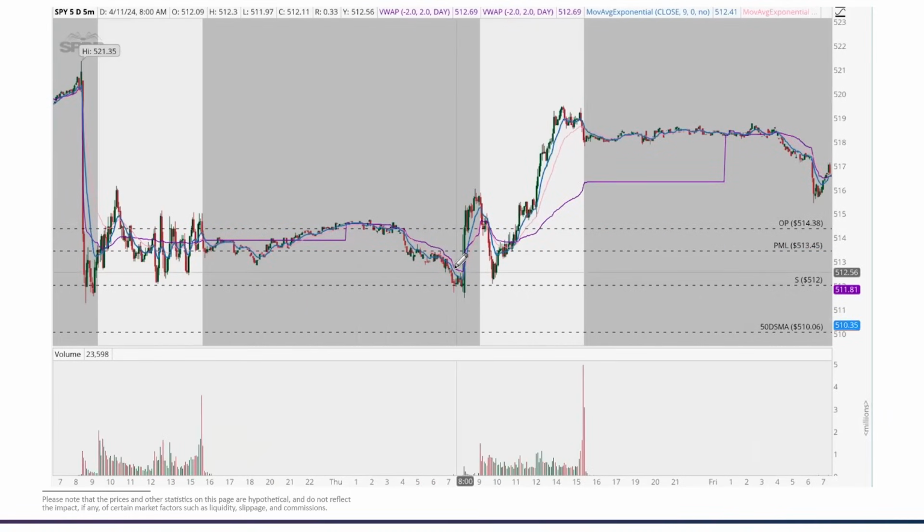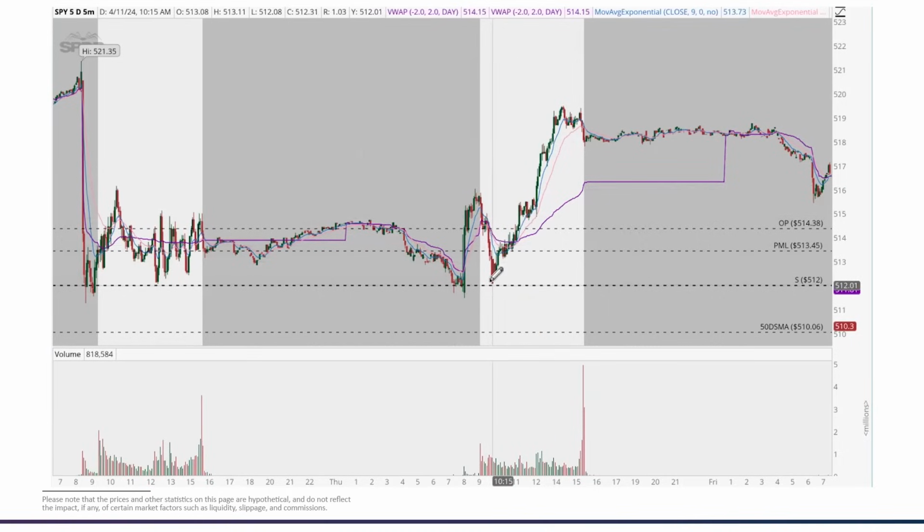So PPI is released. It comes in line versus estimates, and year over year, it is 1/10 cooler than expected. PPI is also the Fed's preferred inflation gauge, and you can see when that number is released, we retest that 512 area and bounce from it. Off the open, SPY retests that 512 again. So now we have a really clear level to trade against.